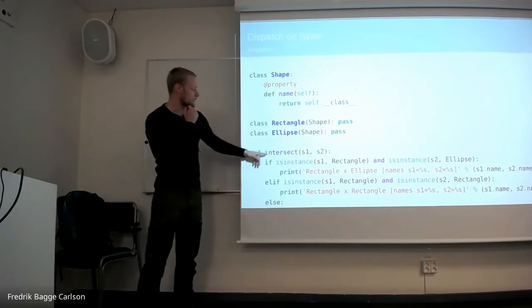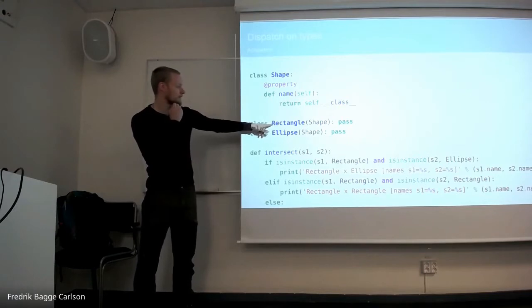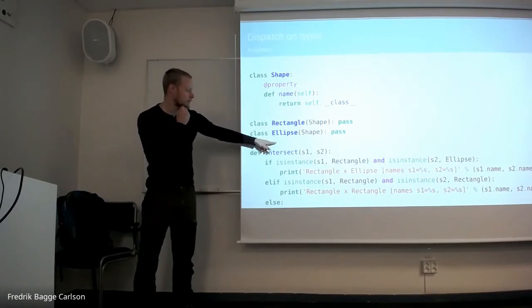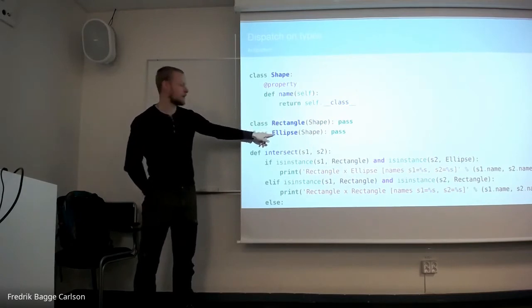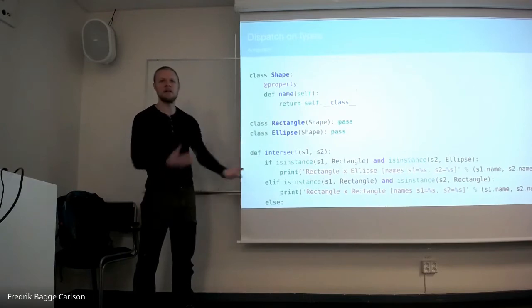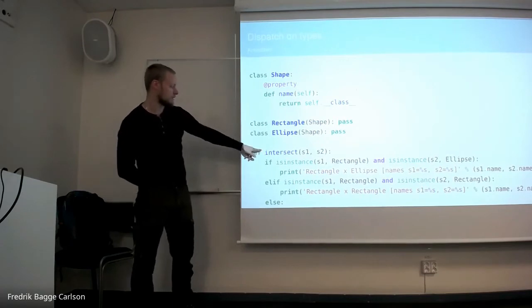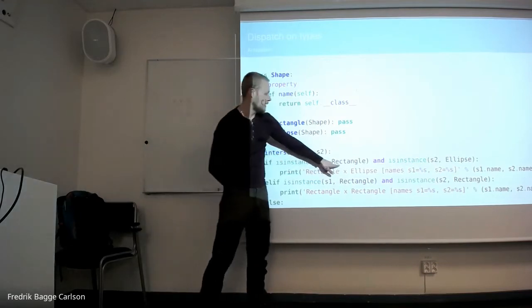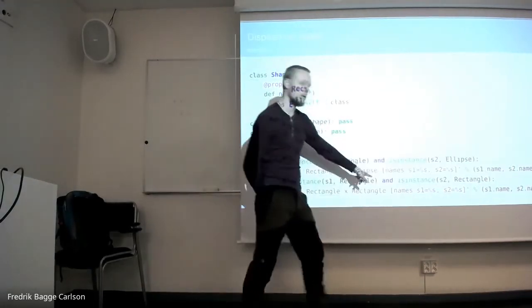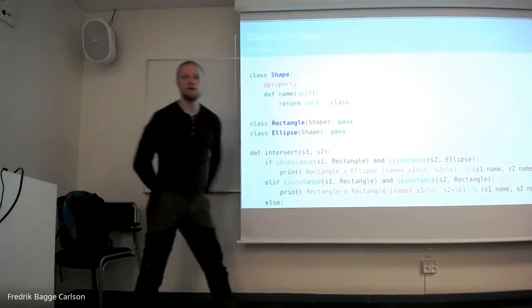Either intersect could be a method of this, but then you have the problem that when you intersect a rectangle and an ellipse, should the rectangle have to know about all different shapes? So the rectangle knows how to intersect with an ellipse, but the ellipse has to know how to intersect with a rectangle. There is some kind of weird symmetry there, and we have to implement it twice. So instead, we might do something like this: we have a function. It takes two shapes. If the first one is a rectangle and the second one is an ellipse, then we do something, right? And otherwise, if it's a rectangle and a rectangle, then we do something else.